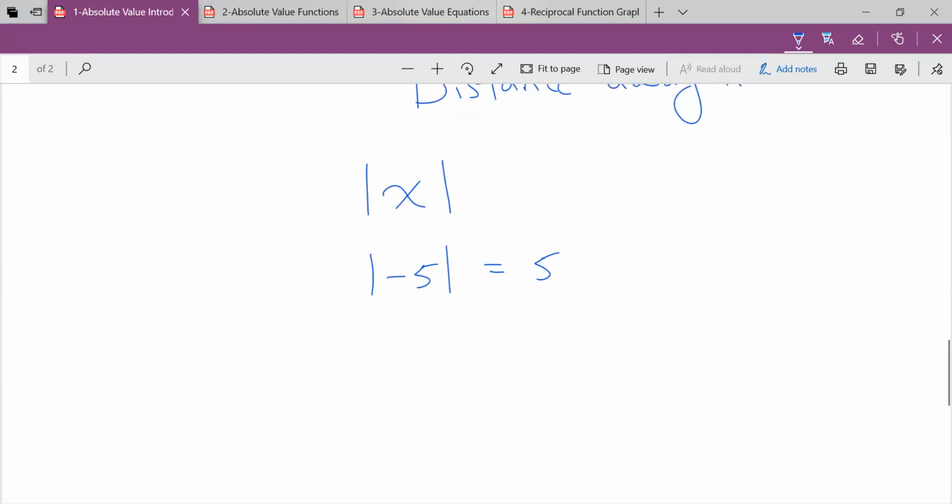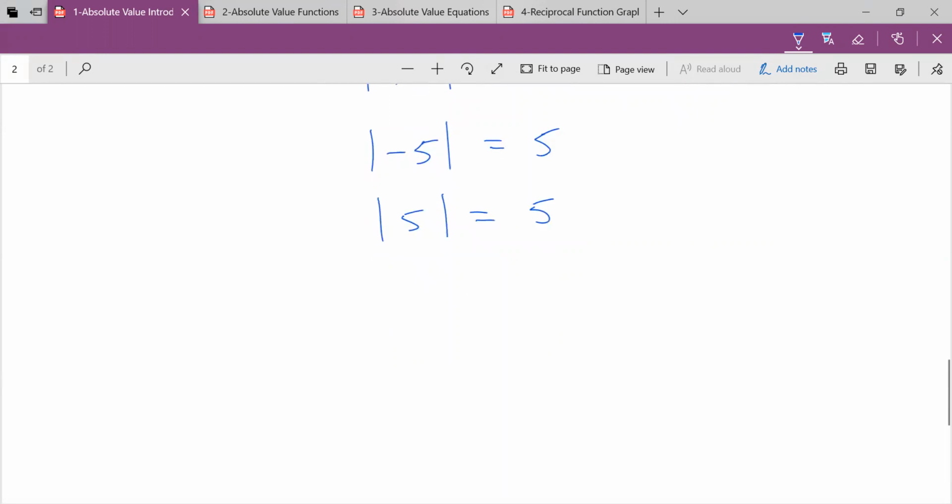And if I said, what's the absolute value of 5? Well, how far away from 0 am I? I'm 5 units away from 0. So what this ends up being here is our function. The actual definition of an absolute value is something known as a piecewise function.